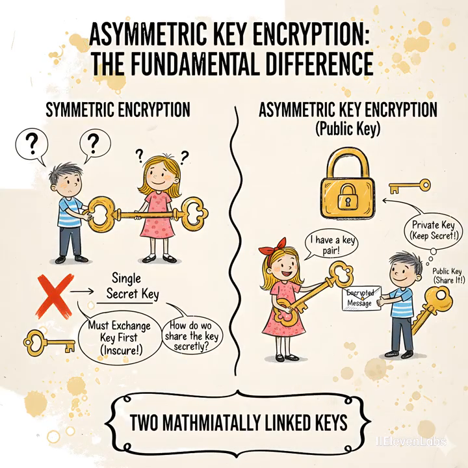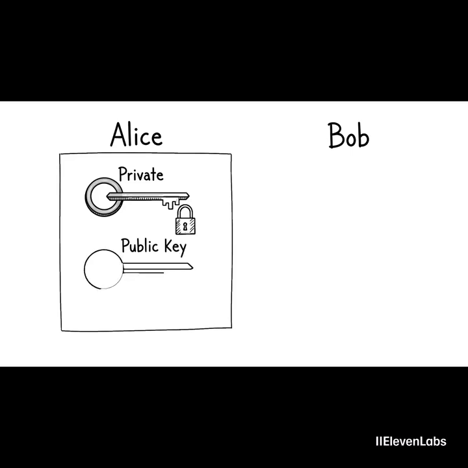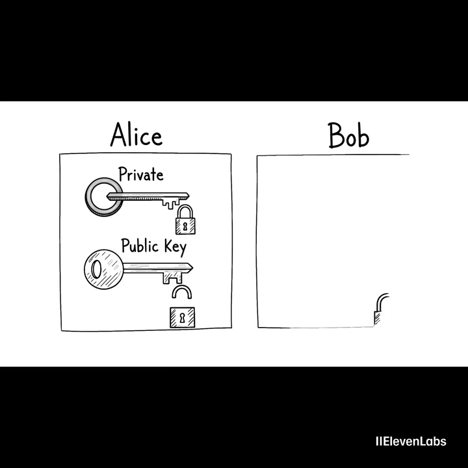The key pair. Every participant, such as Alice and Bob, generates their own unique key pair, public and private keys. The public key is intended to be shared openly with anyone. It is used to encrypt messages for the owner of the key or to verify a digital signature created by the owner. The private key must be kept absolutely secret by its owner. It is used to decrypt messages encrypted with the corresponding public key or to create a digital signature.